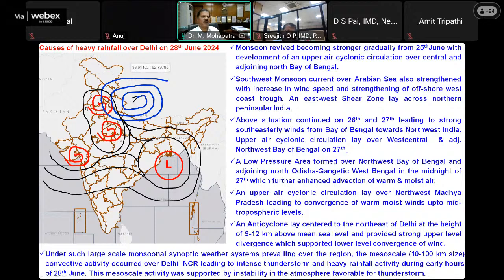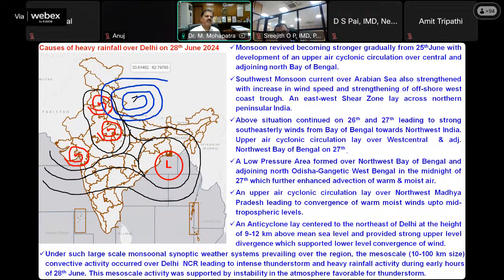At the same time, you can find a trough here. This trough was running north-south because of the western disturbances. But this trough was not so deep at the upper levels, but in the lower and middle troposphere, we could find the trough. So there is a combination of these two types of air mass.